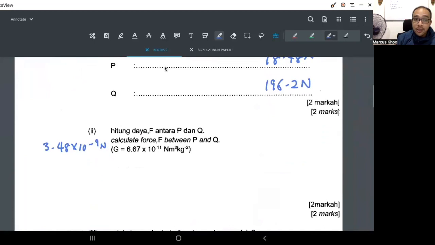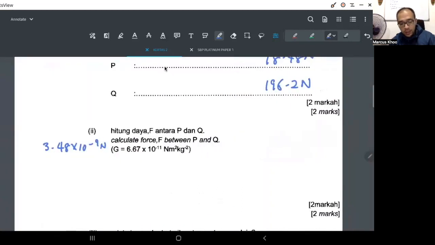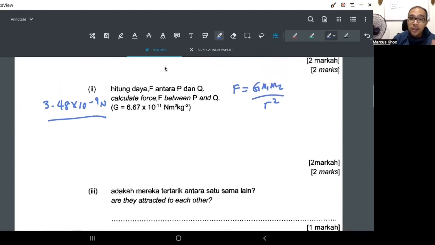Then you can calculate the force between the two of them. R is given as 175 cm, but you want to convert this to 1.75 meters. So you calculate using the formula F equals G m1 m2 over R squared. Then you will get a value of 3.48 times 10 to the power of negative 19. The question now is, are they attracted to one another?